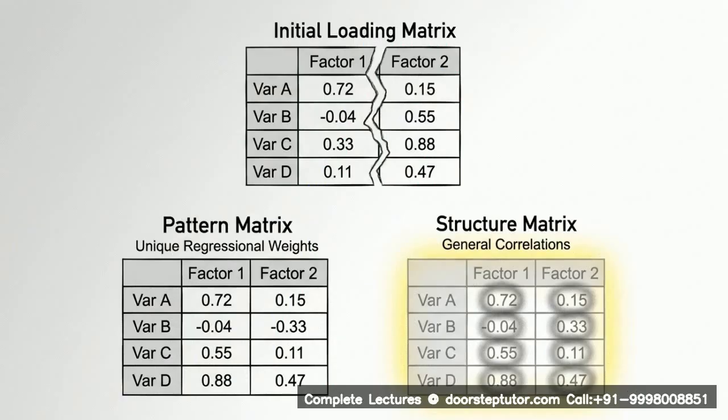When you execute an oblique rotation, you don't get a single clean grid. You are left with 2 distinct matrices. You get 2 outputs. On the right, the structure matrix maps general correlations, including all that overlapping variance. On the left, the pattern matrix contains regressional weights, the numbers showing how factors predict variables. The rule: rely on the pattern matrix for your primary interpretation.